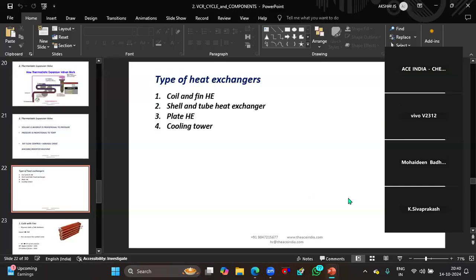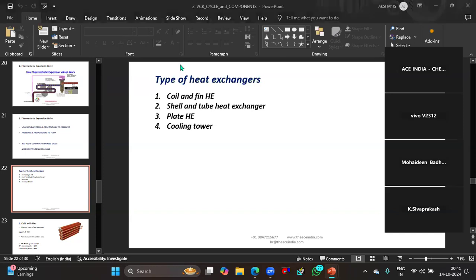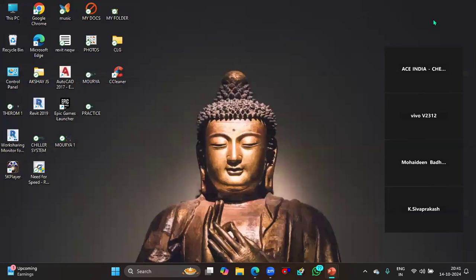Is it clear, Shamir? I hope it's clear. Are there any doubts regarding this electronic expansion valve? No doubts, isn't it? Again, please. Yeah, okay. So it's a very simple working.